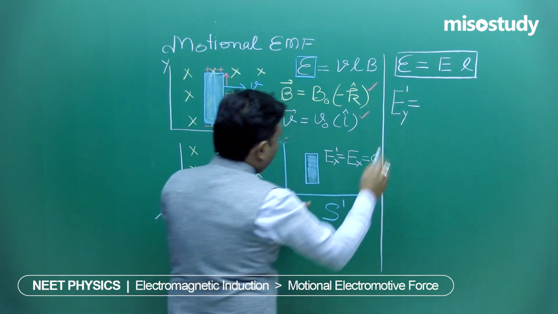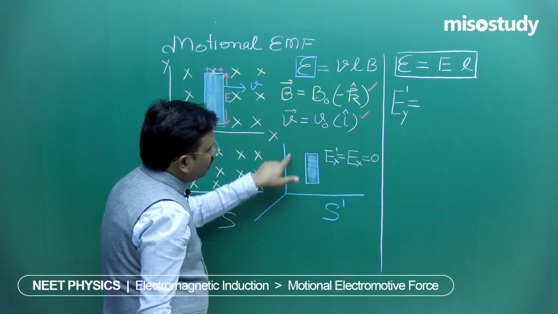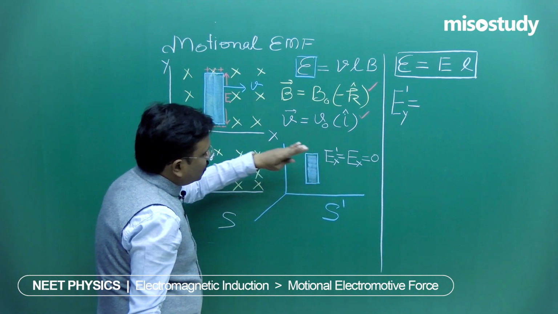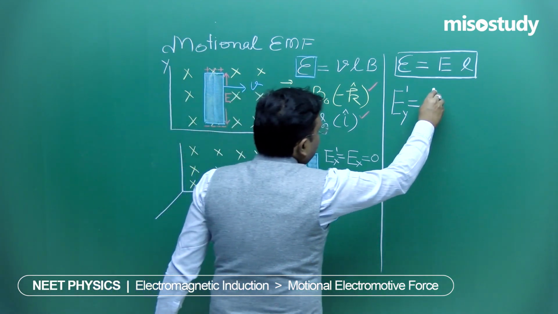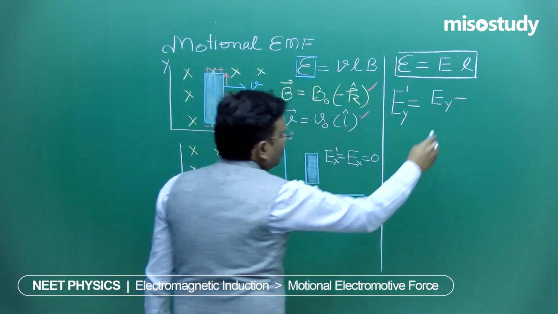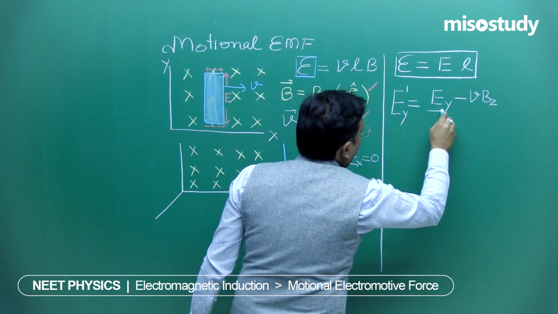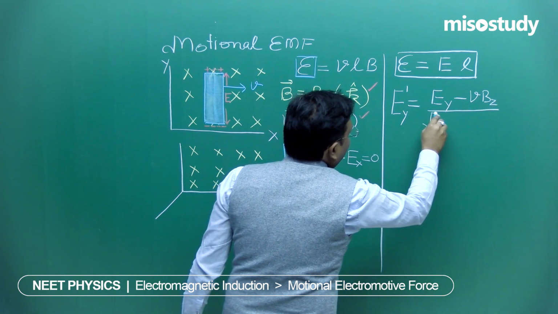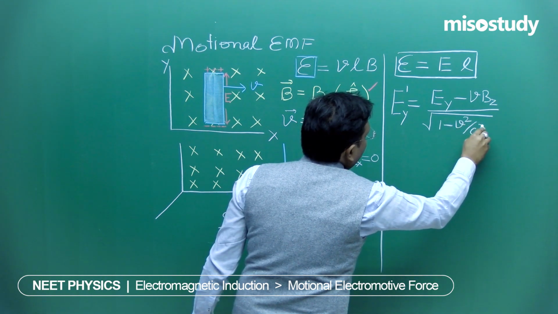Then Ey prime is equal to, let me write down over here in the same reference frame. Now I want to write down the y component of electric field associated with this presentation, fine. So, it is going to be Ey minus Bz over a factor under root 1 minus V square upon C square.